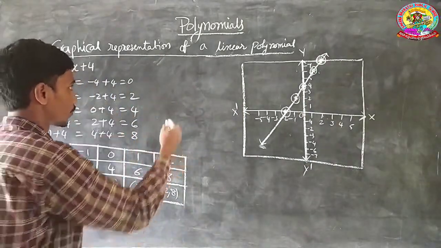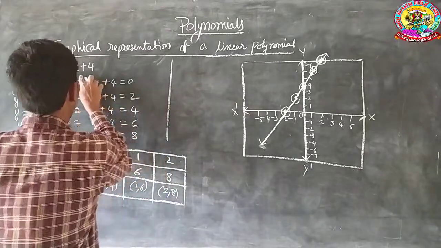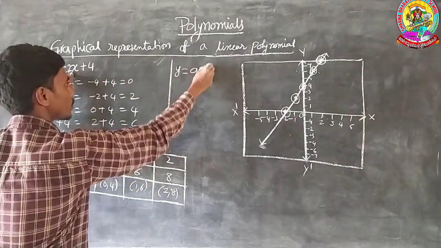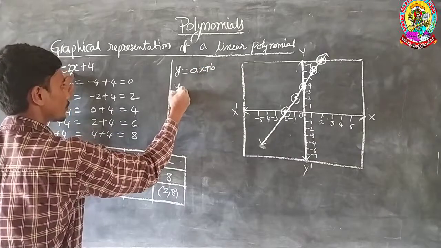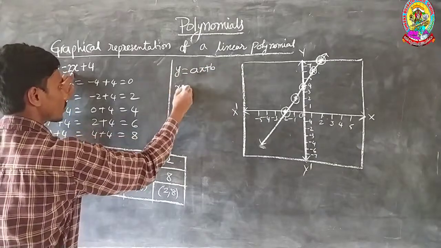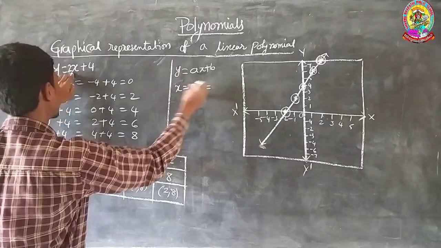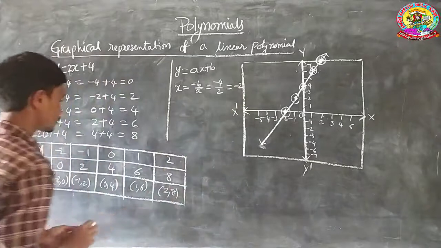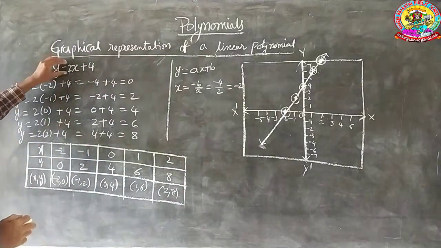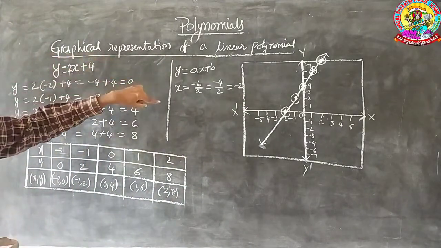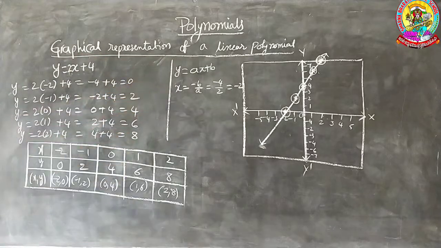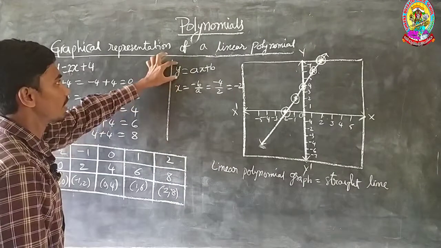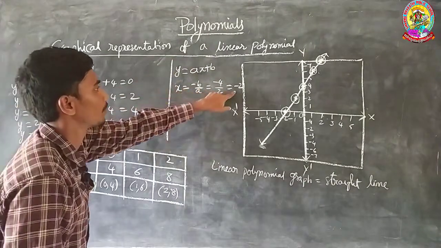So now, before I explain, from the algebraic point of view, the equation is y is equal to ax plus b. If it is in the form of ax plus b, x is equal to minus b by a, so the solution is minus 4 by 2, that is equal to minus 2. If you represent a linear polynomial on a graph, what is the shape of that? The graph of a linear polynomial is a straight line. So in algebraic form, the solution is minus 2.